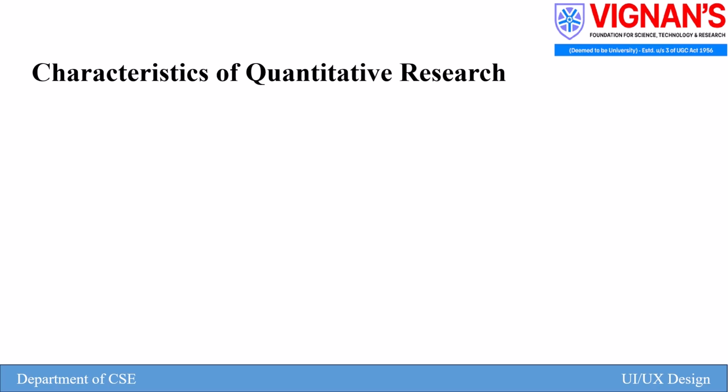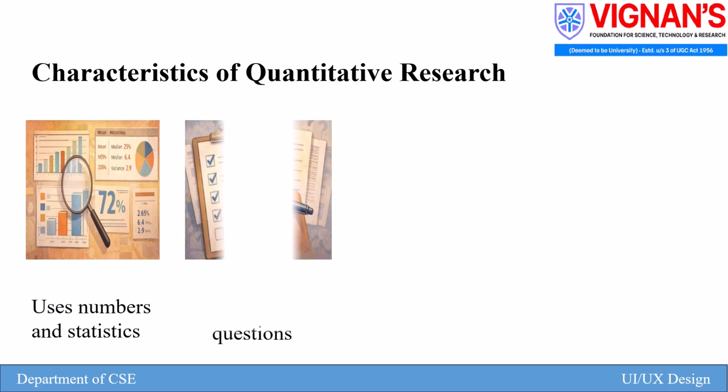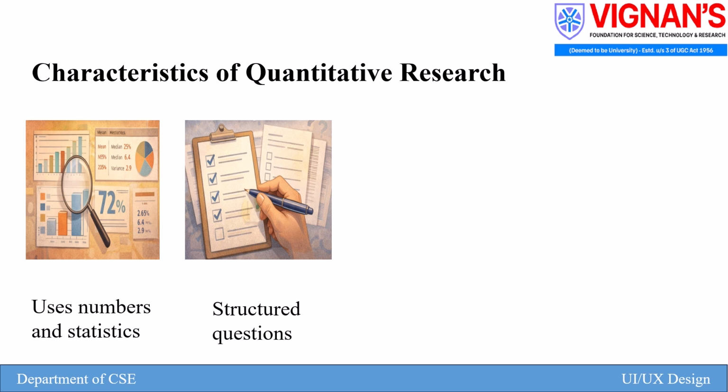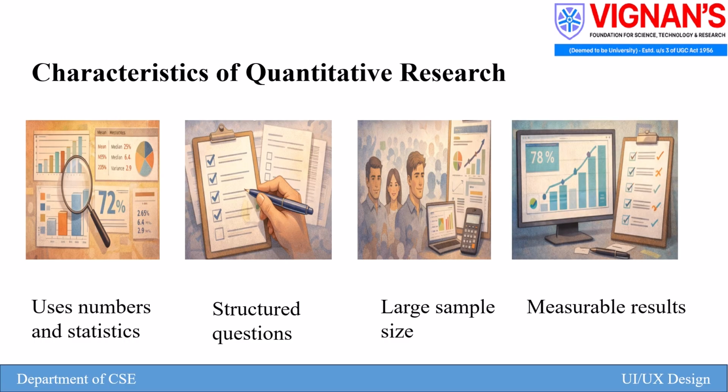Characteristics of quantitative research. Quantitative research uses numbers and statistical methods. It relies on structured questions with options. This involves a large sample size and produces measurable results that can be analyzed and compared objectively.